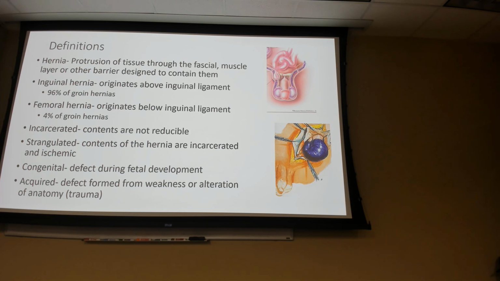But I think we kind of mentioned it before, the difference between incarcerated and strangulated. So incarcerated means I can't reduce it, so I can't push it back in. And then strangulated means that they have some sort of ischemic and incarcerated hernia. So that's an emergency. And then most of these are congenital defects. Some can be acquired from trauma and prior surgeries.